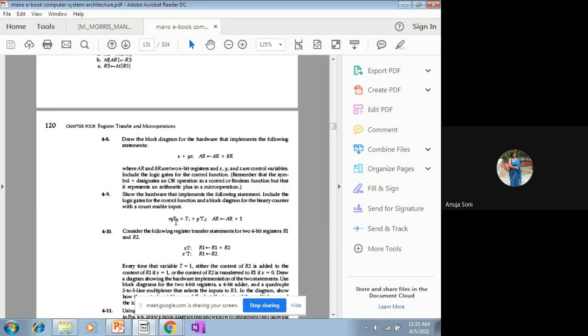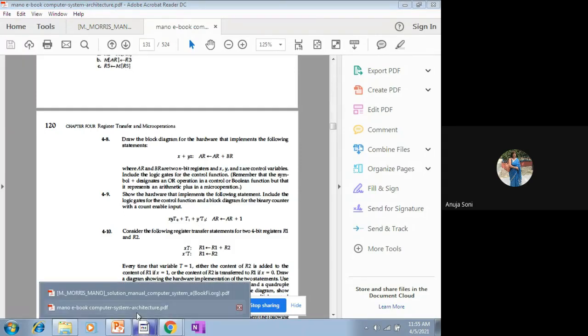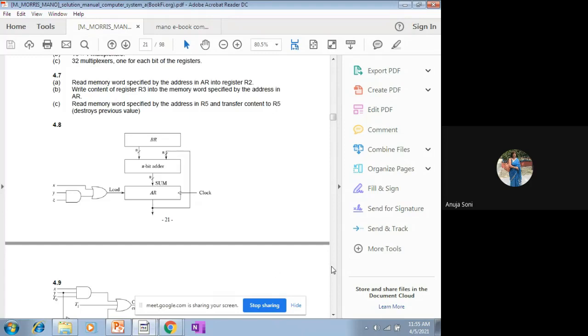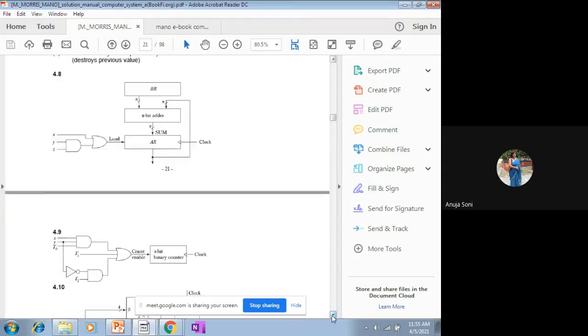In between this, it consists of one AND gate, then another AND gate, and then over these three operands, it consists of one OR gate. So accordingly, you have to draw the control logic circuit diagram.